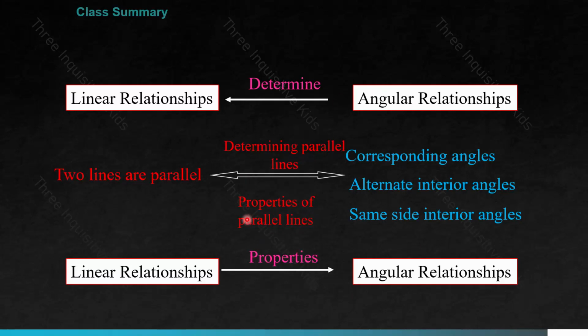So when it comes to parallel lines, corresponding angles, alternate interior angles, and same-side interior angles, and their corresponding conditions and properties that connect them with parallel lines, these two can be used to determine each other, and these angles are also the properties of two lines that are parallel.